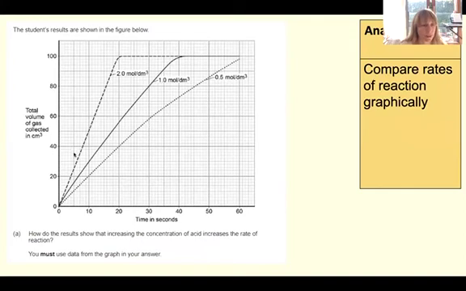So the steepness of this graph would show that I am producing much more gas in a shorter amount of time, therefore the reaction is much faster. And I can use rise over run to work out the gradient of the graph. They're all fairly straight, so that means I can just take any point, rise over run, and work out the gradient to compare the actual rates themselves.